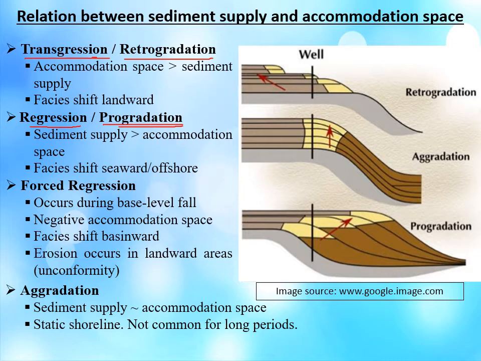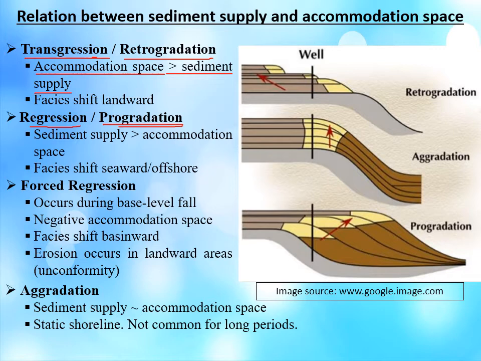Now the timings when transgression and regression occur. Transgression occurs when the rate of creation of accommodation space is greater than sediment supply. So these are the ultimate two factors, as I previously told you, which guide transgression and similarly regression. When accommodation space is greater than sediment supply, that means the area faces more water content with time, and then we call it transgression.